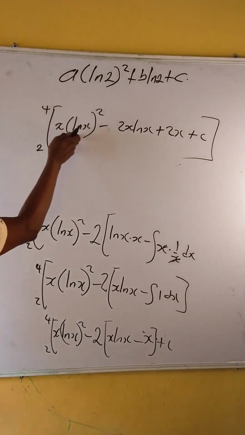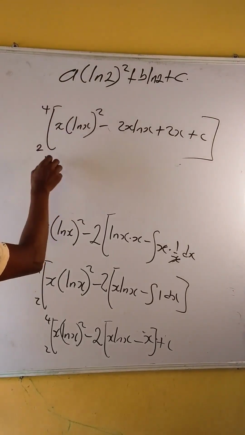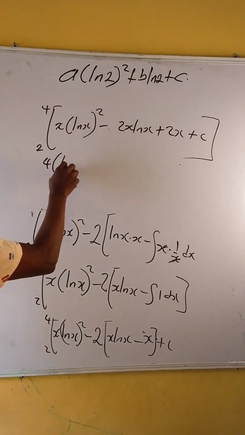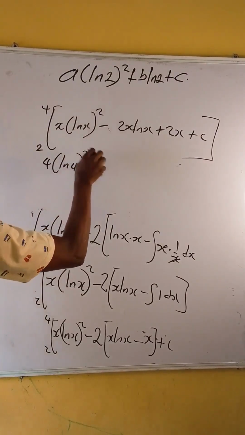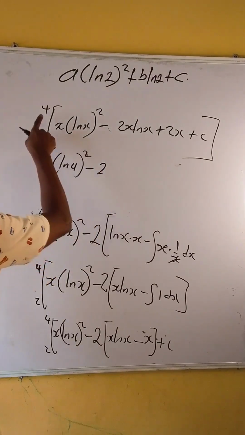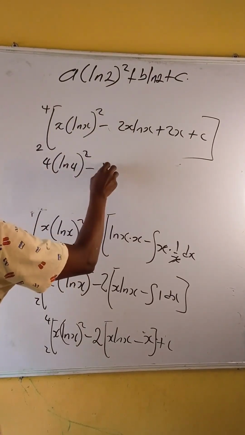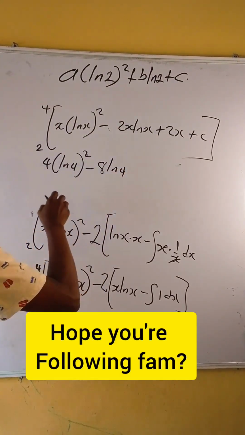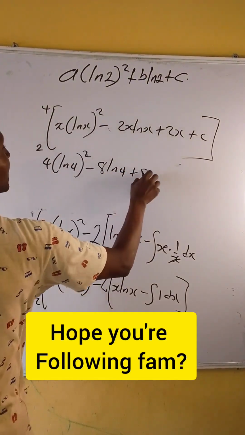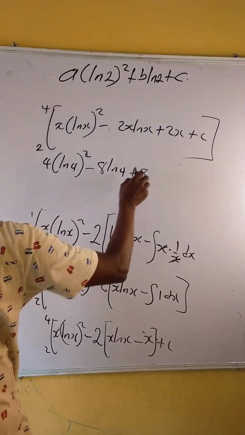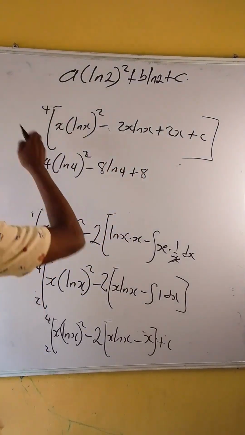This 4 will go in here. So put the 4 first. So this will be 4 bracket ln 4 all squared. Minus 2. Okay, 2 times 4 will give us 8. So we have 8 ln 4 plus 2 times 4 will give us 8. So let us take away the c, because the c will subtract themselves from the other one.